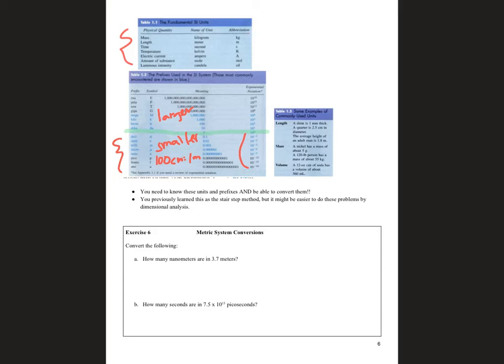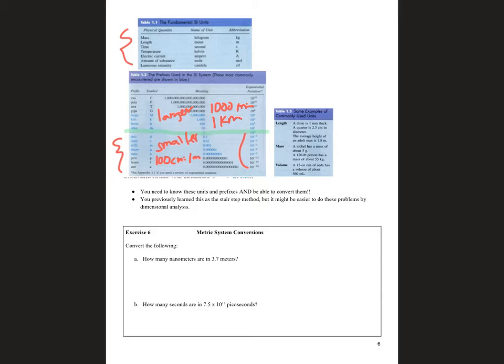But up above, if I look at kilometer, it says 1,000. That doesn't mean there's 1,000 kilometers in a meter. It means there are 1,000 meters in 1 kilometer, because kilometer is the bigger unit. So it depends on where I am based on that green highlighted section there.